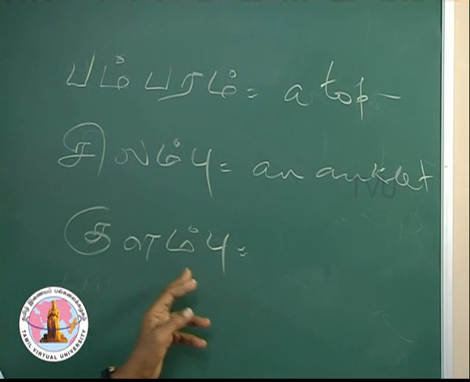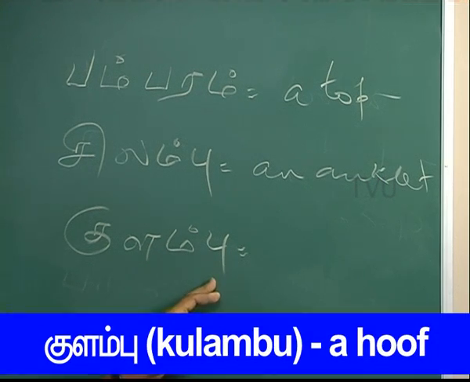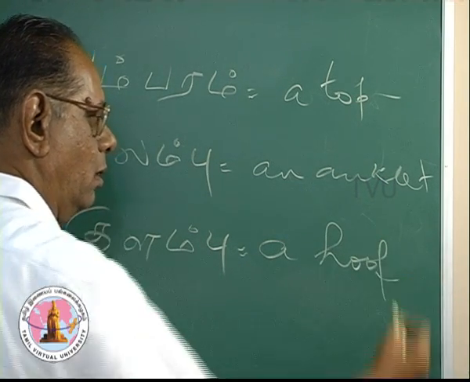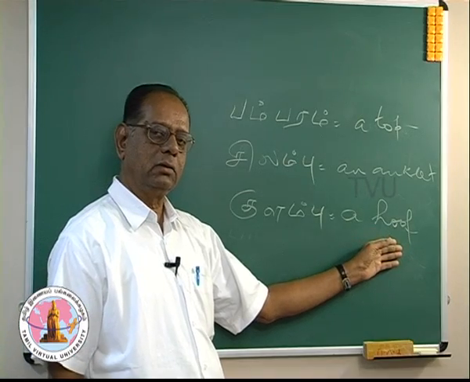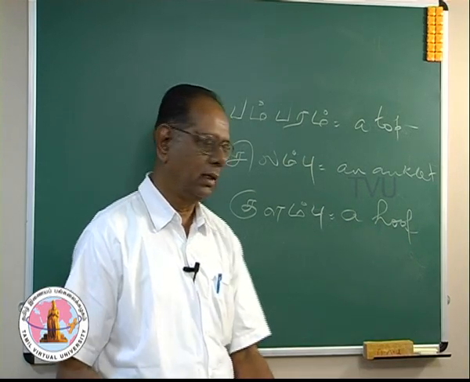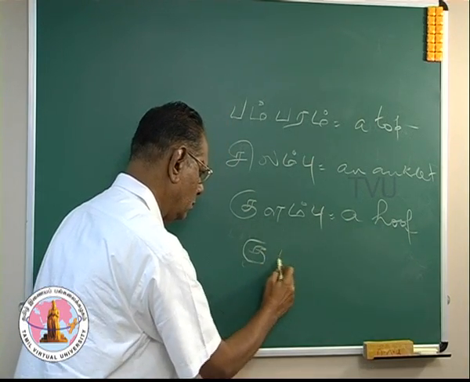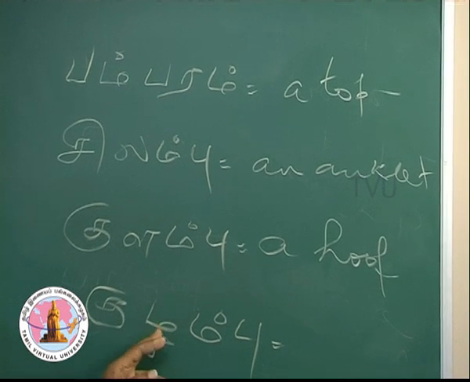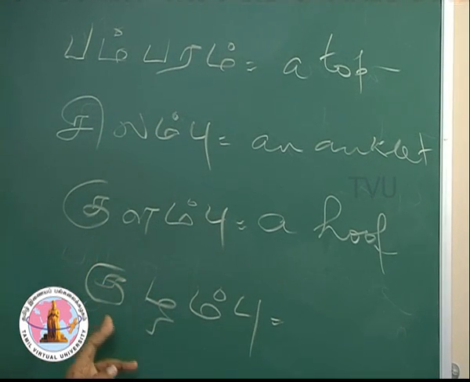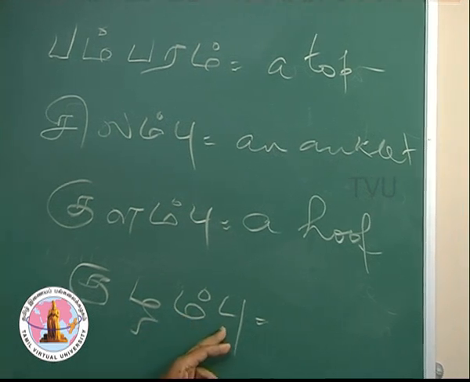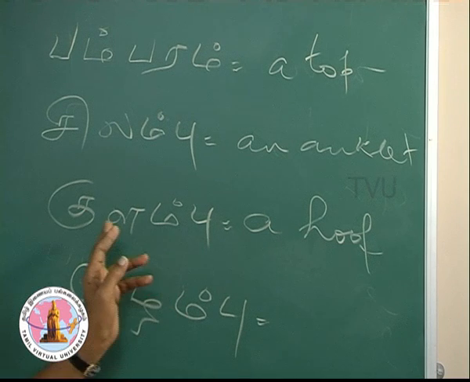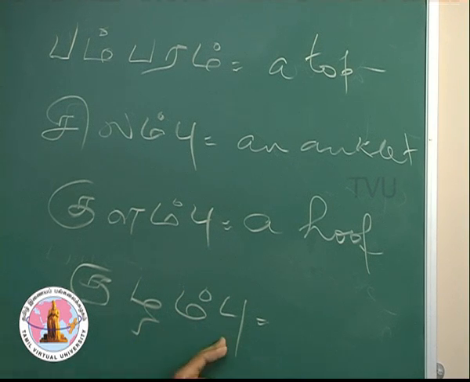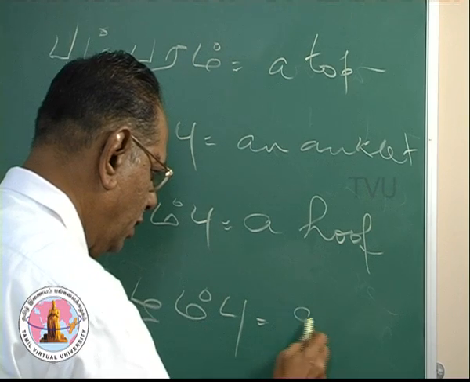Ku, la, im, bu, kulambu. Kulambu is a hoof, a hoof of a horse or cattle. I have changed only one letter in between. This is ku, ra, im, bu, kulambu. Here I have put ku, la, im, bu, kulambu. Kulambu is gravy.